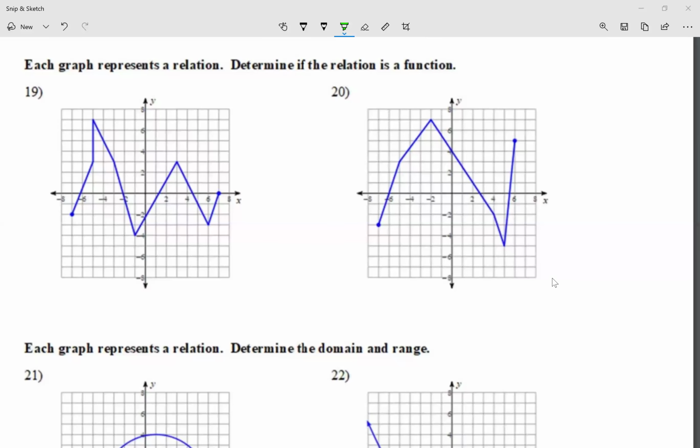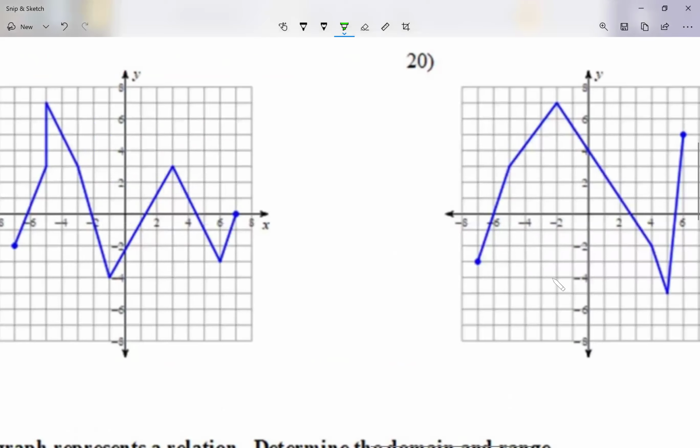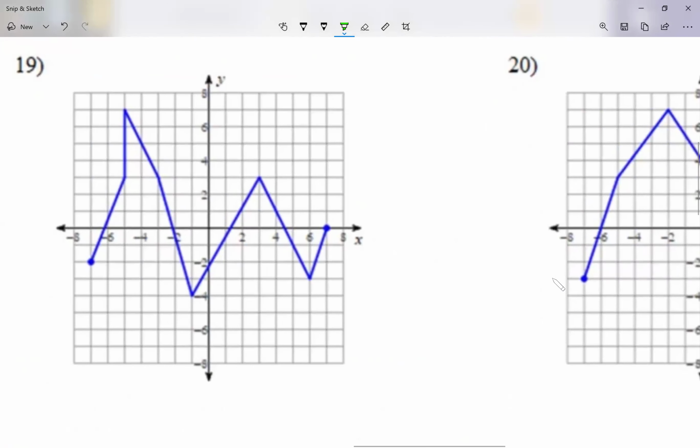We're going to be looking at relations. Now, a relation is when we can graph something. Notice how number 19 and 20, you guys do have a graph. Or you guys see the blue graph in there? You guys do have a graph. A relation is when we can graph something.